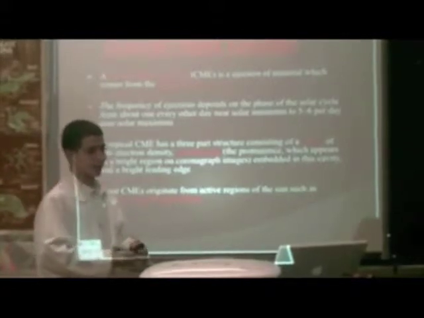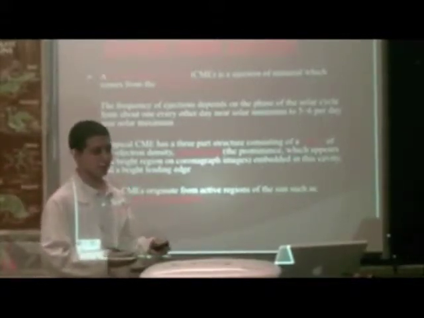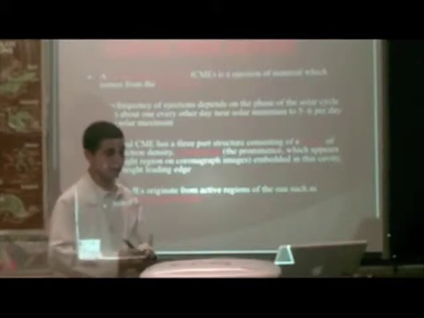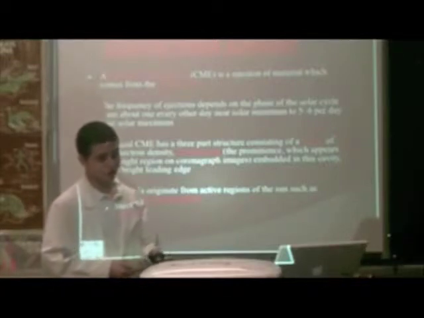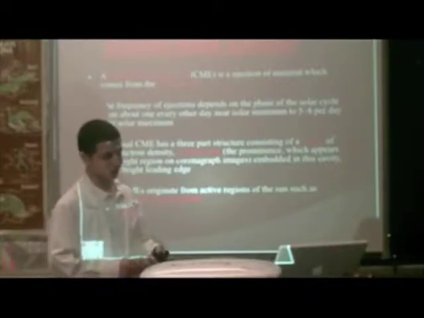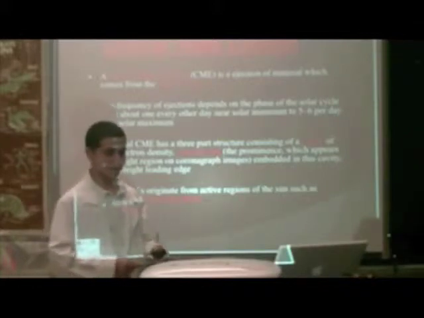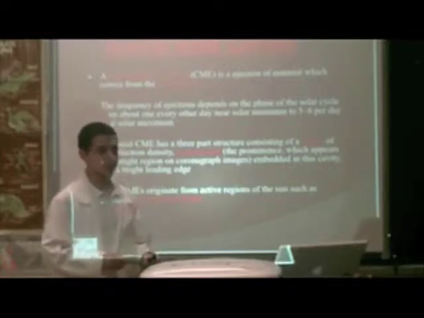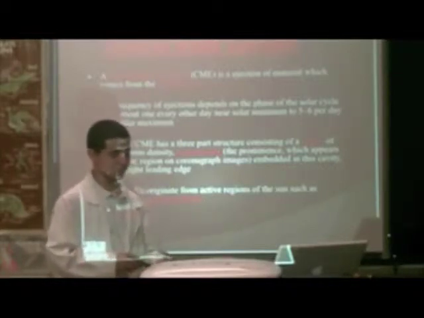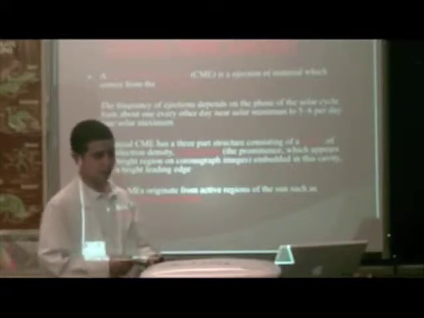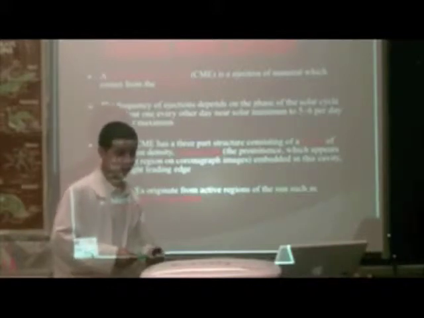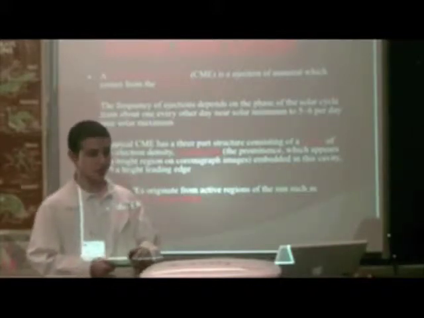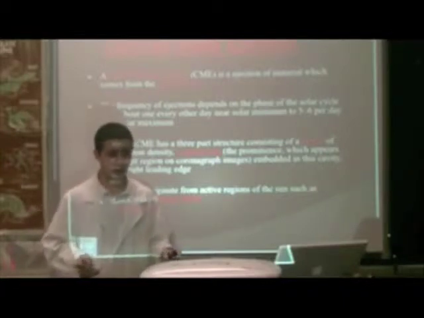A typical CME, which stands for coronal mass ejection, has a 3-part structure consisting of a cavity of low electron density, a dense core, which is the prominence, which appears as bright regions on the photographic images, embedded in this cavity, and a bright leading edge. Most coronal mass ejections originate from active regions of the sun, such as sunspots and frequent flares.